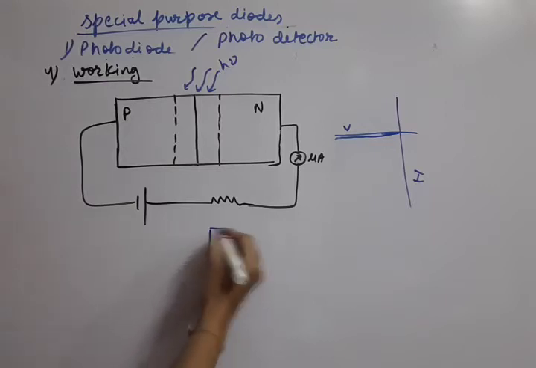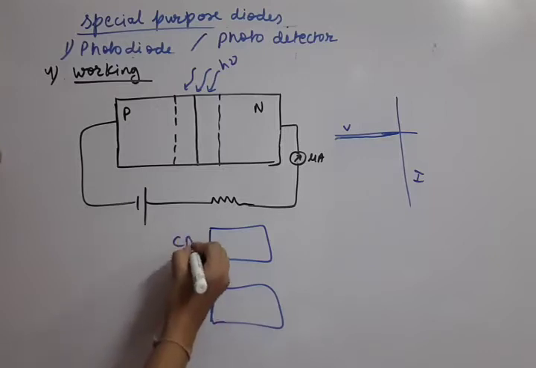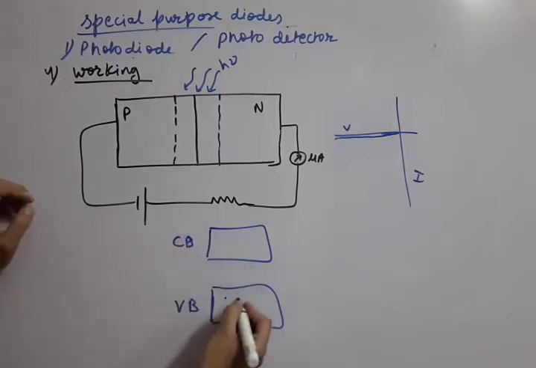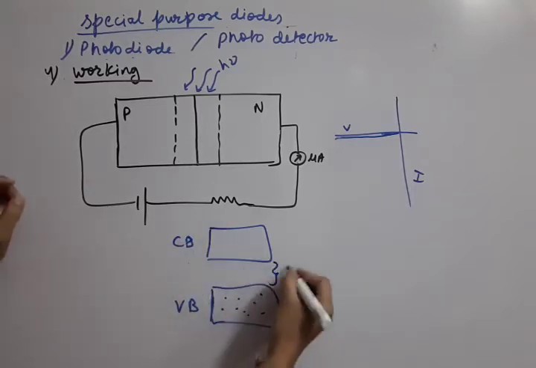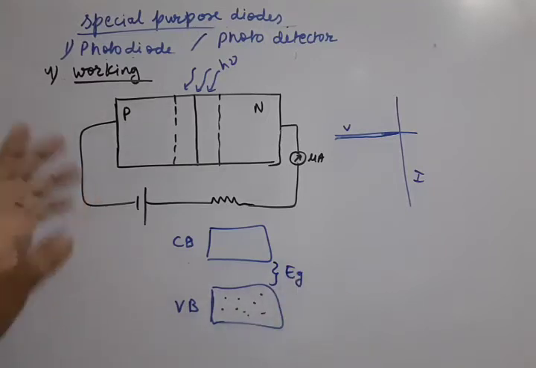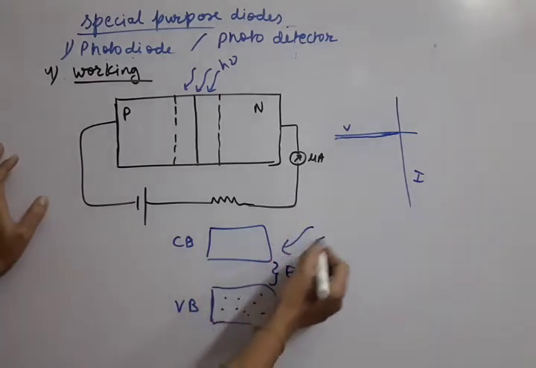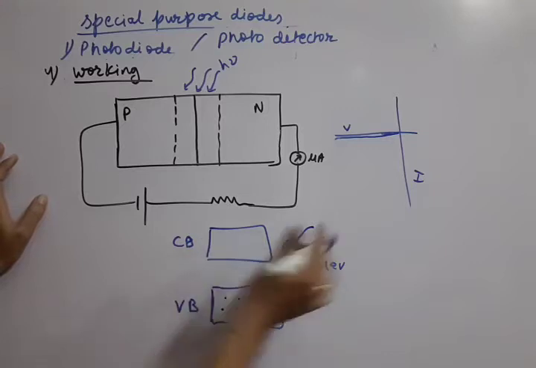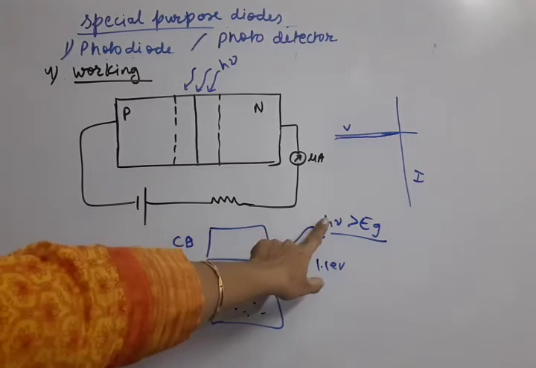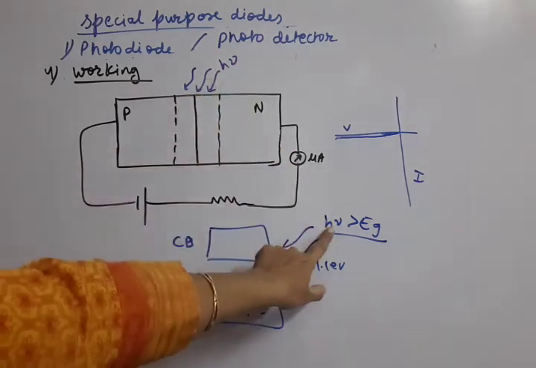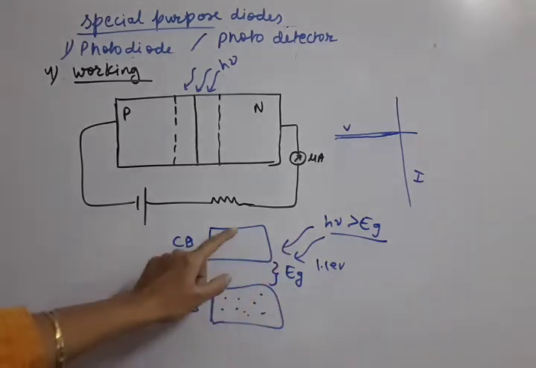In the band system, this is the valence band and this is the conduction band. If we want these electrons to get free, that is, to jump to the conduction band, then this much energy, Eg, the band gap energy, should be crossed. Suppose a band gap is 1.1 eV. If the light energy falling on the diode, h nu, is greater than the band gap, then only will these electrons absorb that energy and jump to the conduction band.